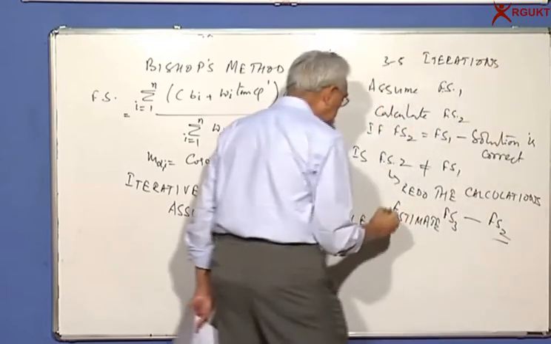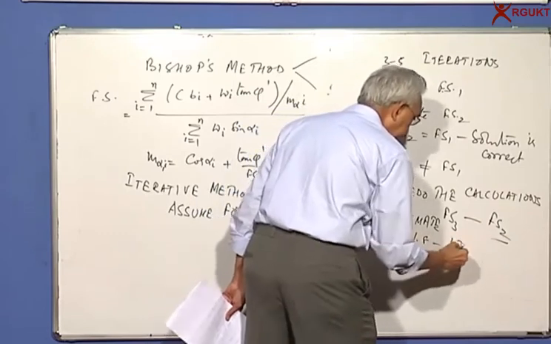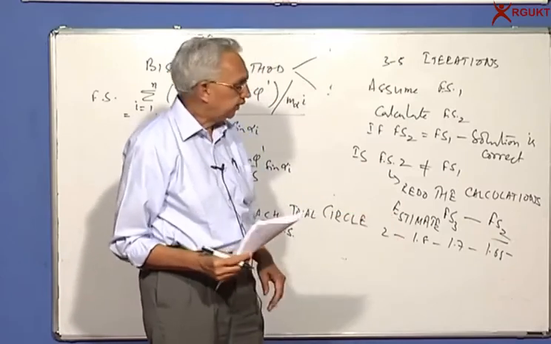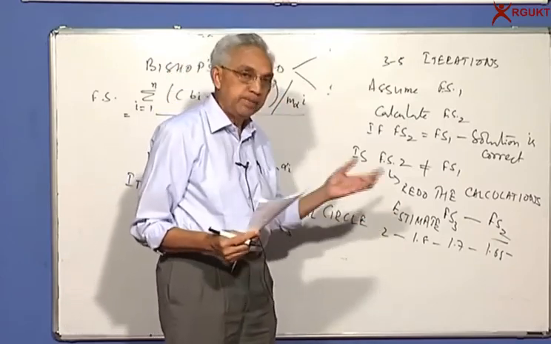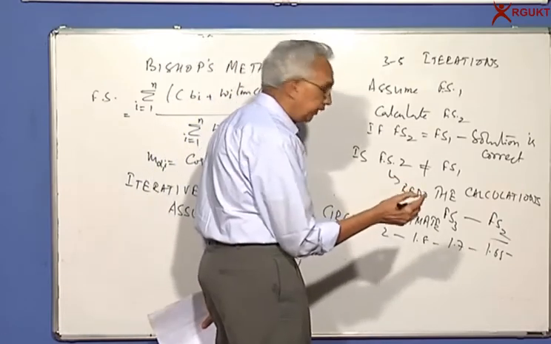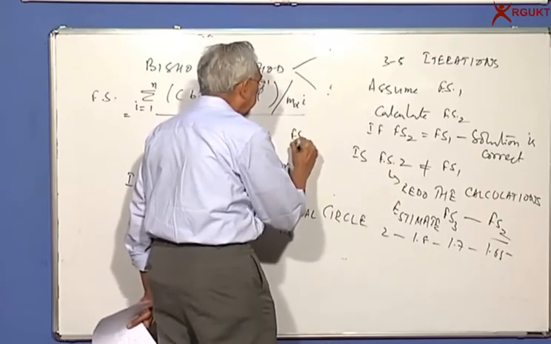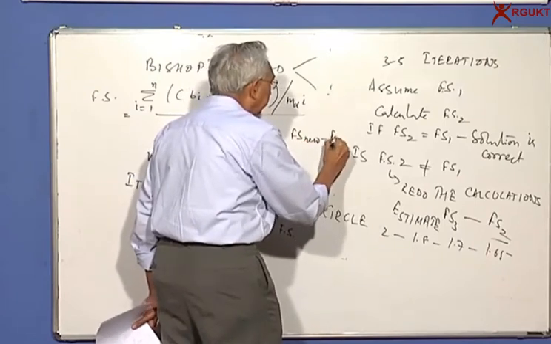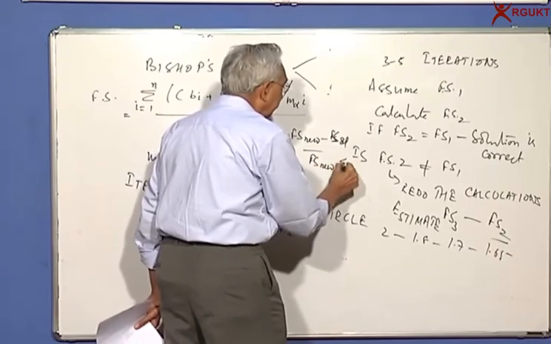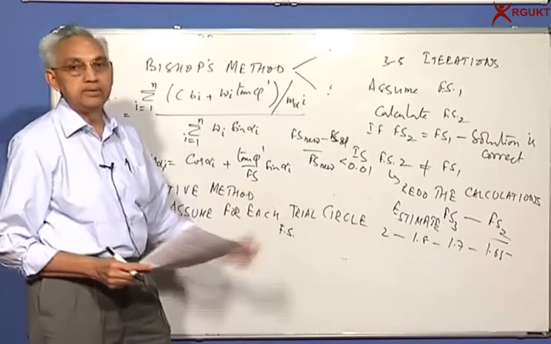Let's say I start with 2, I may get 1.8, I substitute 1.8, I get 1.7, then I get 1.65. And then maybe if I substitute 1.65, I'll get very close to that. Basically, you can put in a convergence criterion that if the difference between the two is less than 1%, that's good enough. So Fs new minus Fs old divided by Fs new, if it is less than, say, 0.01, that means it's less than 1%, then you have the convergence.